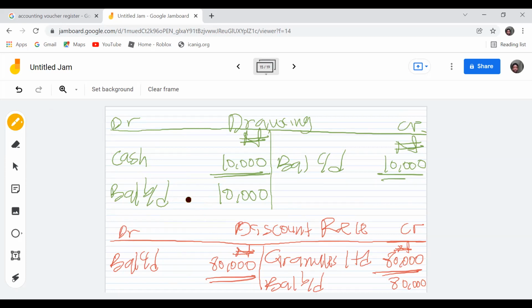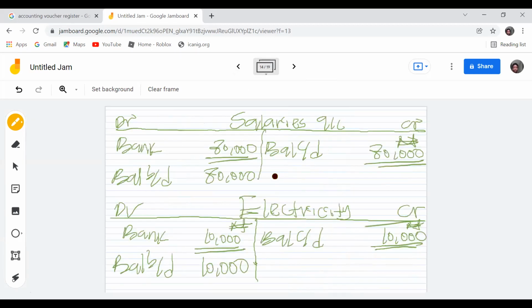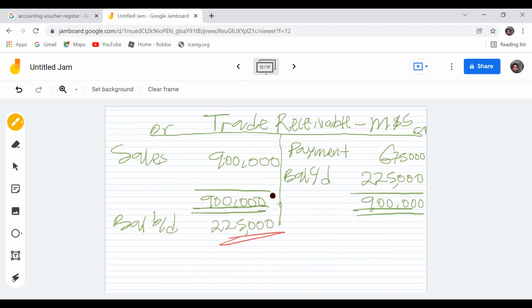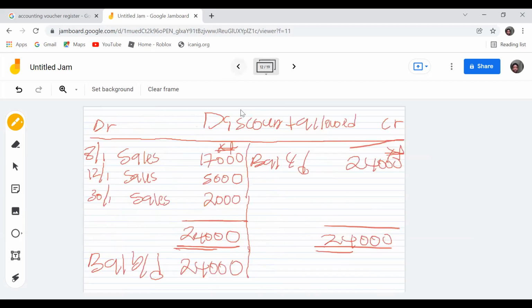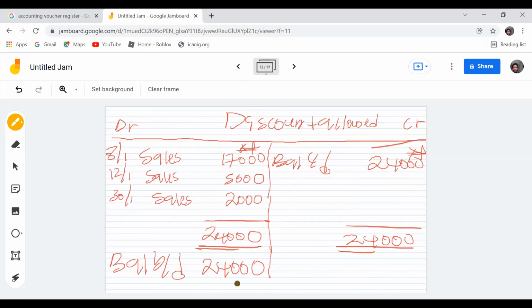Like drawing now, if you check in the trial balance, you are going to see 10,000 naira in the debit side. Discount received, if you check the trial balance on the credit side, you are going to see 80,000 naira. Your salary as well, you are going to see 80,000 naira in the debit side of the trial balance. Electricity, you see 10,000 naira as well in the debit side. Receivable of 225. If you check the trial balance again, you are going to see 24,000 naira in the debit side.